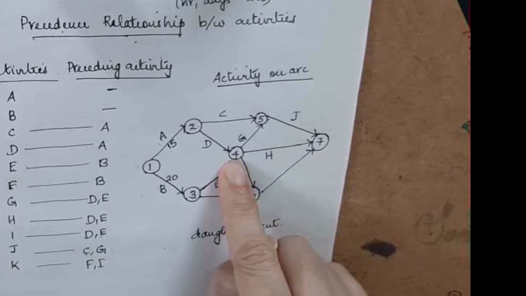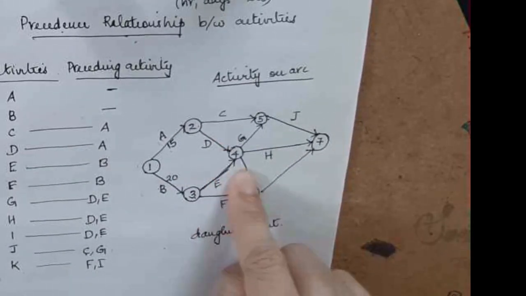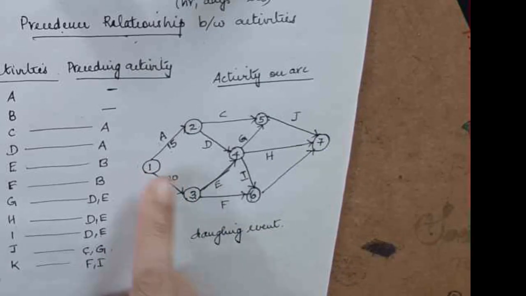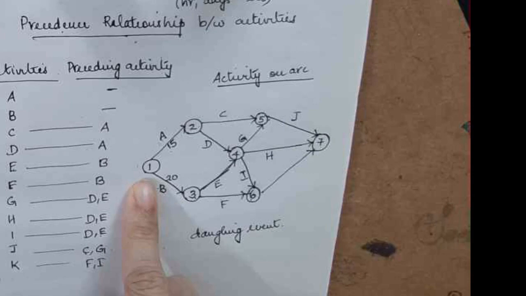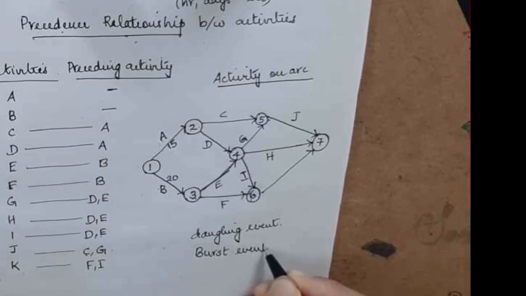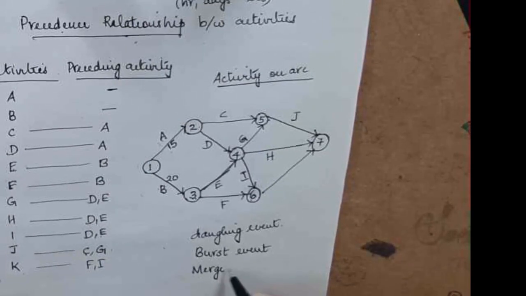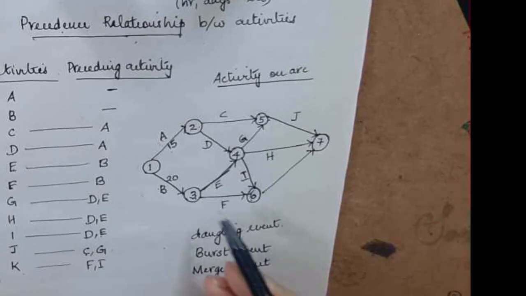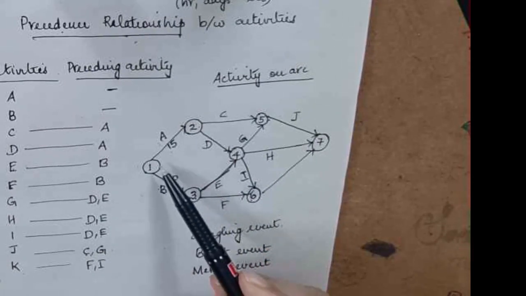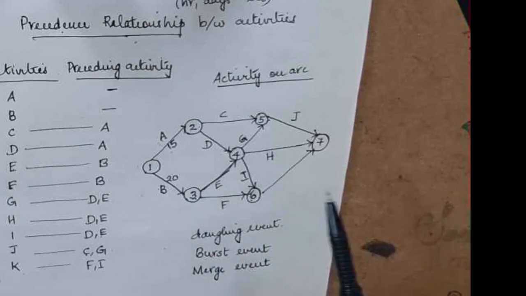These are called merge events. Merge events. So you can see many activities coming and merging into one point. This is called a burst event, where this shows a beginning or the initiation of more than one activity. So you had two: burst event and merge event. Merge is where two or more activities converge at one event. It is called a merge event. Burst event is, it indicates the initiation or starting of two or more events from a point.